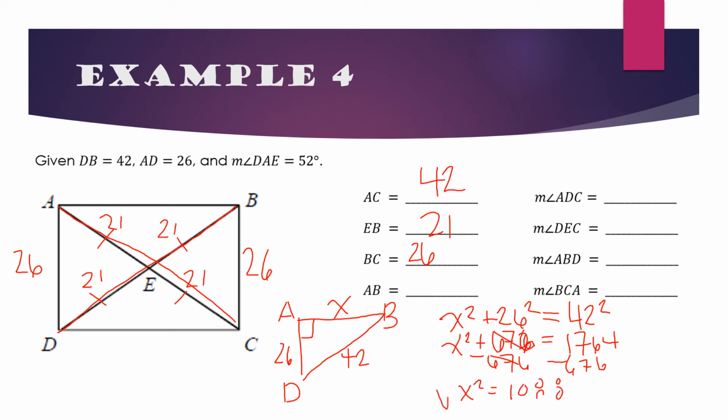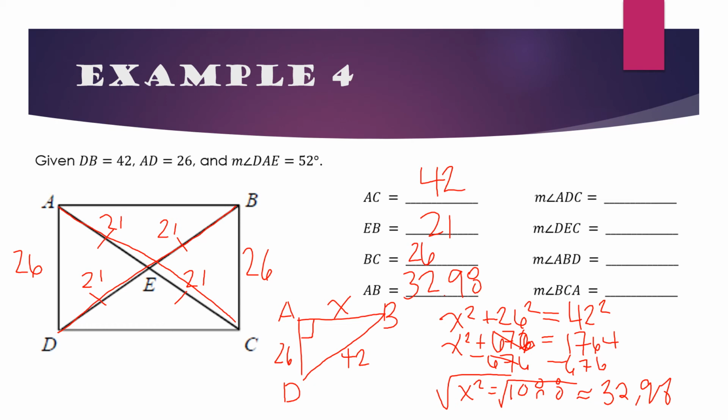To get rid of the square, we're going to square root both sides, and at this point you'd use your calculator. Sometimes that number is going to be a perfect square, sometimes it's going to be a decimal. In this case it is a decimal, and we're just going to round it to 32.98. So AB and CD would be 32.98. So those are all the sides that we can find out within that rectangle.